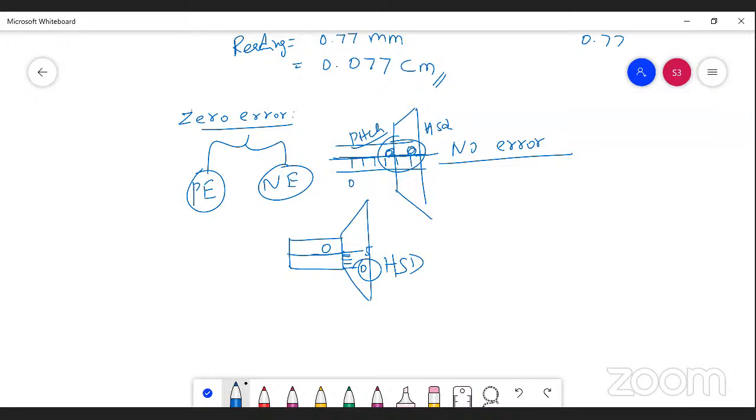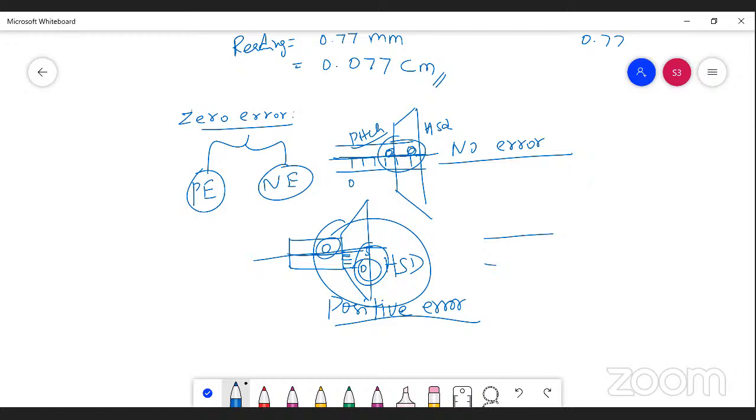When the zero of the X scale is below the pitch scale zero, this is called positive error. So, very important: the zero of the X scale is below the pitch scale reference line, and the X scale is downwards. I mean, the X scale zero is below the reference line of the pitch scale. This is a manufactured defect. This error is called positive error.